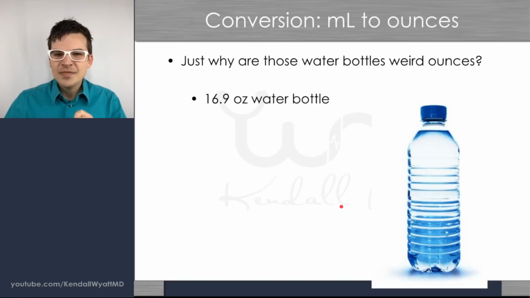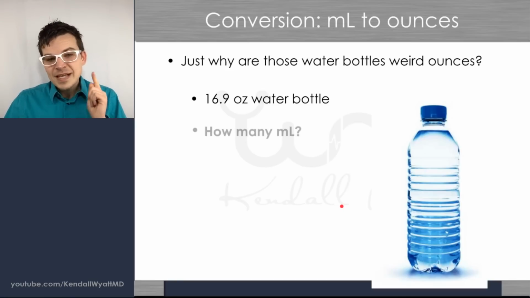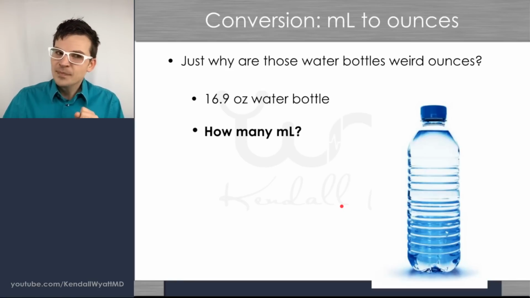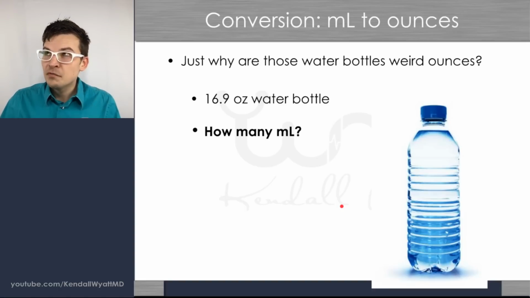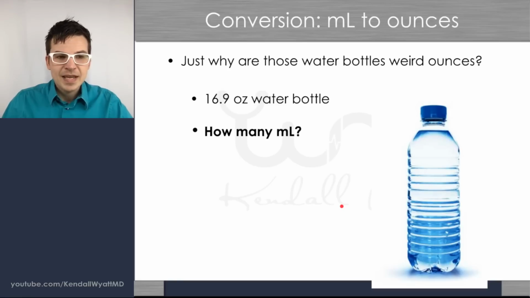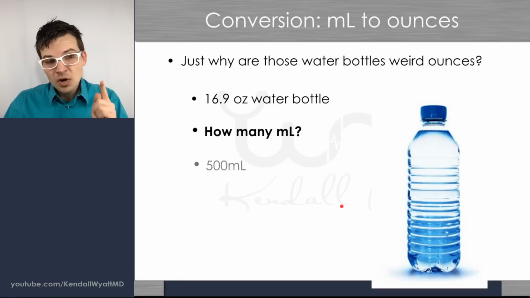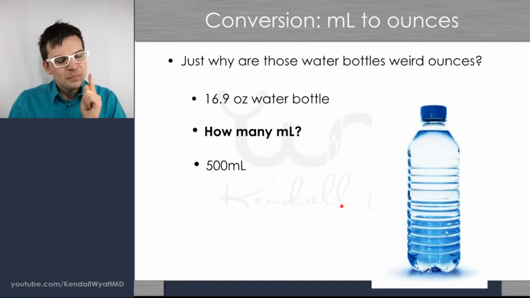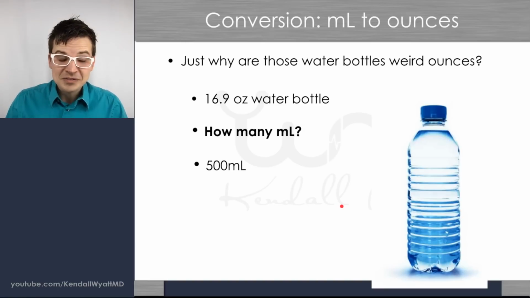What is a 16.9 ounce water bottle in mLs? Well, it's really important, and it helps you memorize. They're that way for a reason. Because how many mLs is 16.9? Well, if you multiplied it by 30, you're going to get a weird 504, 506, whatever it is, in my head, I can't remember. But if you multiply it by 29.57, you'll get a wonderful, beautiful, even 500 mLs.